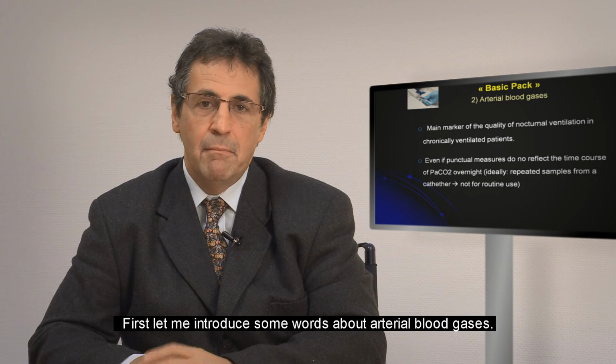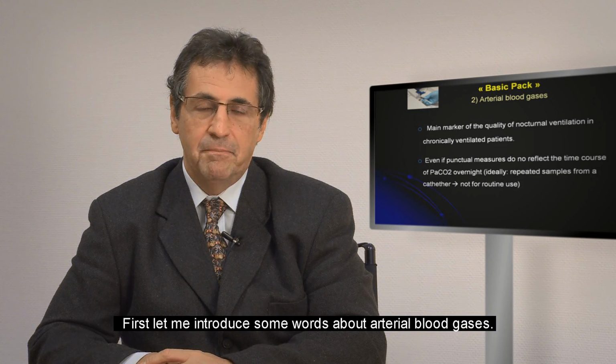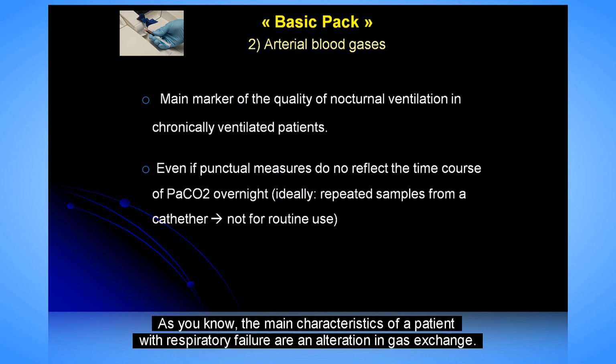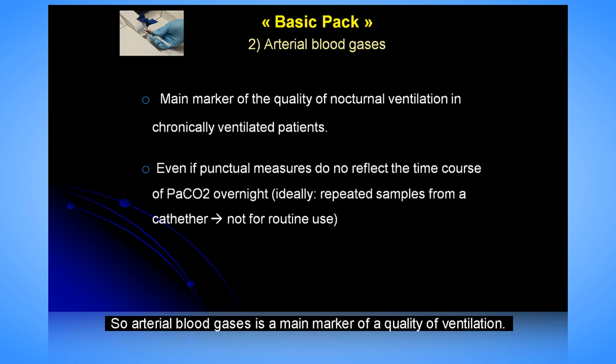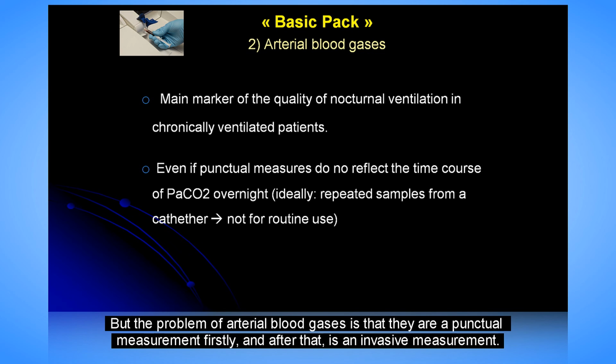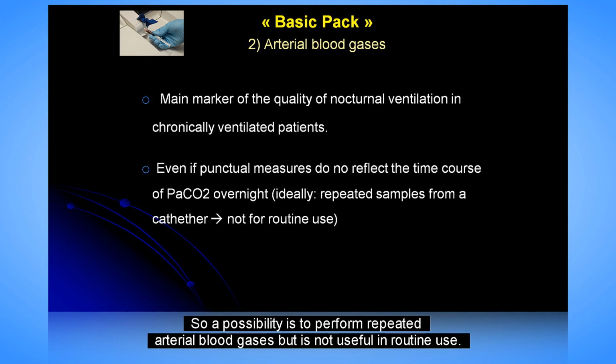Firstly, let me say some words about arterial blood gases. As you know, the main characteristic of a patient with respiratory failure is an alteration in gas exchange. So, arterial blood gases are a main marker of quality of ventilation. But the problem of arterial blood gases is that they are a punctual measurement, firstly, and then that they are an invasive measurement. So, a possibility is to perform repeated arterial blood gases, but that is not useful in routine use.